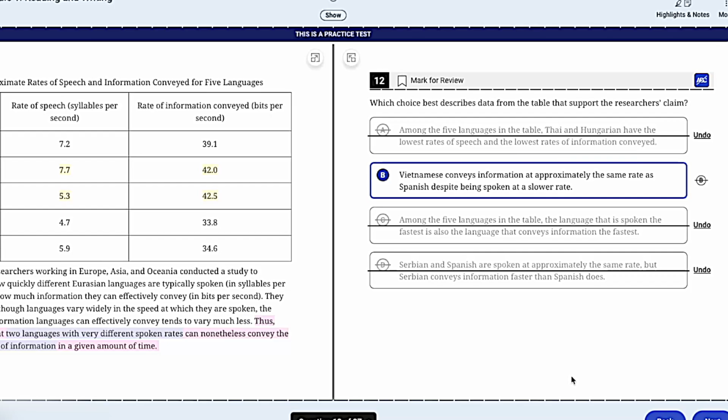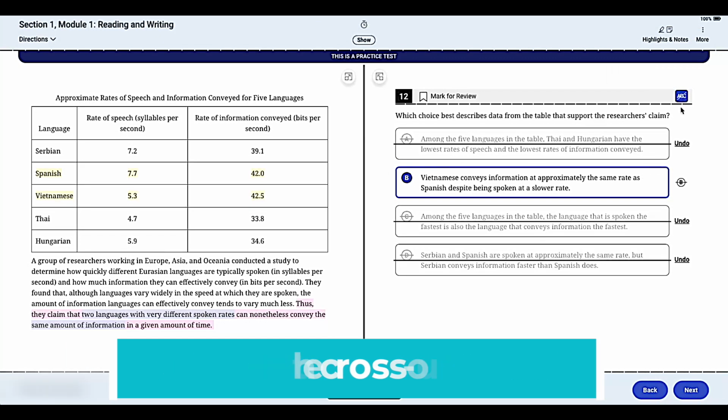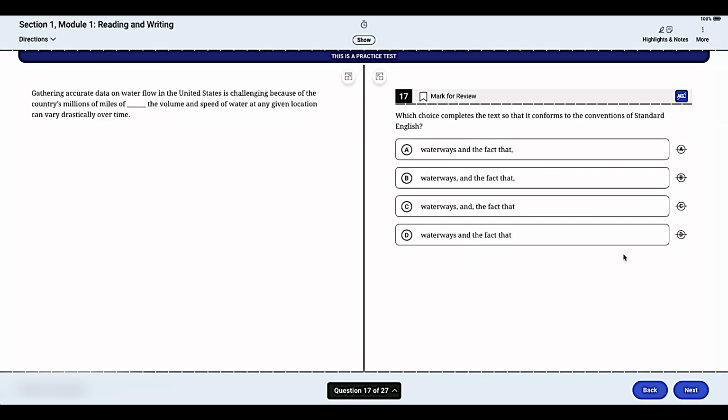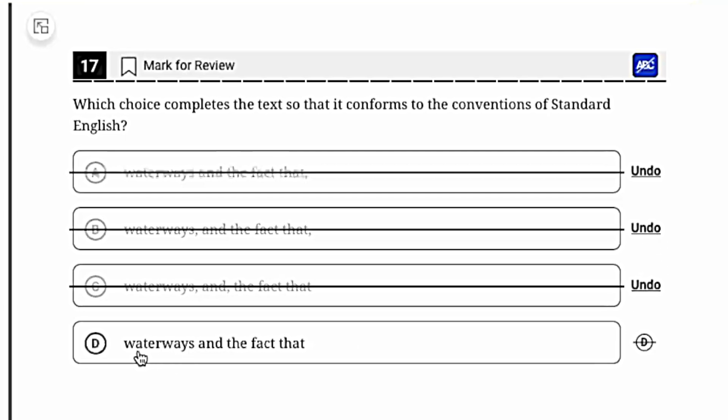Staying on this page, my next tip is to do what I've been doing this whole time, using the crossout tool. The reason that I'm doing this is because it feels good and it helps me go faster. Having too many choices causes anxiety. So the sooner you can start to eliminate wrong answers, the sooner you can choose your correct answer with confidence.